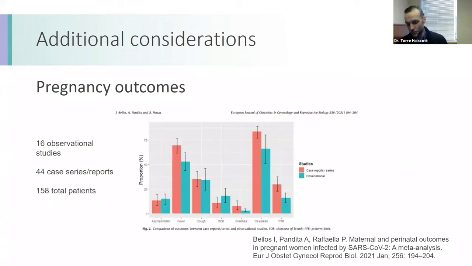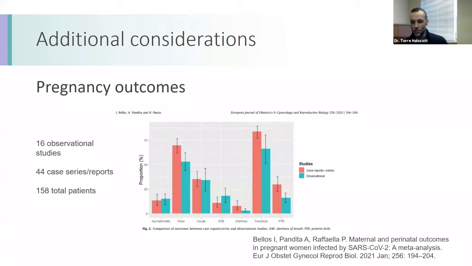I think this is a very interesting look, and I applaud Bellows, Pandita, and Raffaella for looking at this. It basically kind of shows a publication bias for some of this information that we're utilizing in these reviews to look at pregnancy outcomes. And that's the challenge. It's a challenge in all patients with COVID, because we tend to write about and report the patients who have the bad outcomes. So they looked at 16 observational studies and 44 case series and reports, 160 almost total patients. And what you see on the graph there is the incidence of various outcomes based on either case reports in the kind of pink salmon colored line, or observational cohort studies in the kind of teal chartreuse, not sure what color that is, on the graph there.